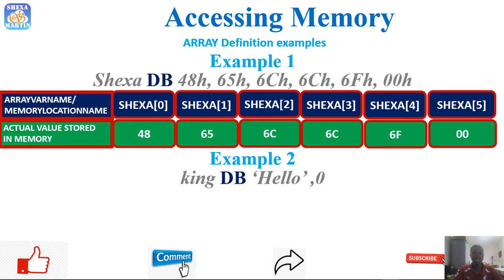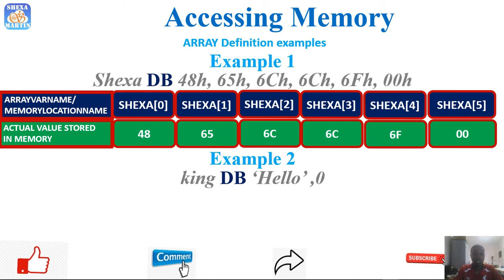Then let's look at another example. Let's say we have king. King is an exact copy of the Shexa array. When the compiler sees a string inside quotes, it automatically converts it to a set of bytes. By converting this to a set of bytes, we are now saying that's an array. You will see why I'm saying king DB is an exact copy of the Shexa array.